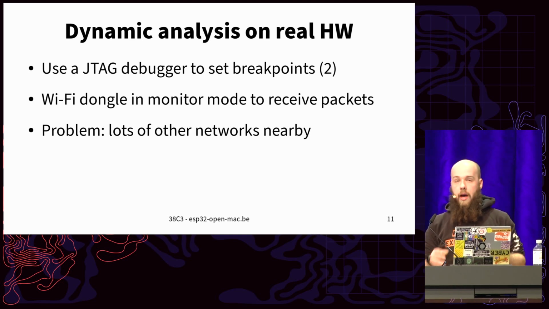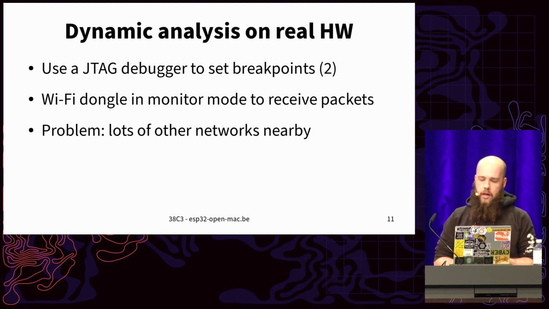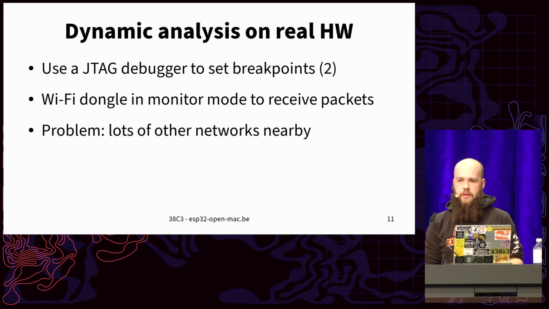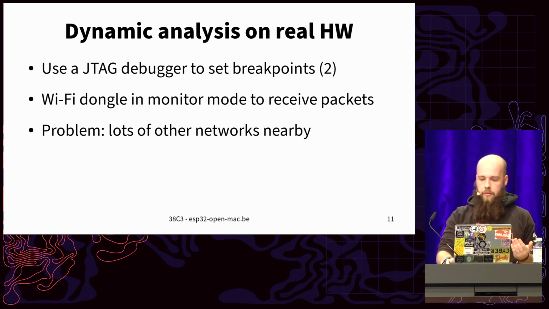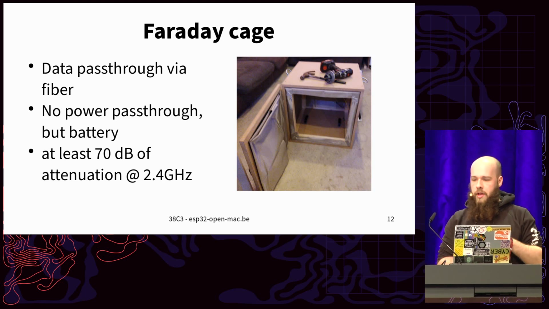And then we can use a Wi-Fi dongle in monitor mode to receive all packets in the area, even packets that are not destined for the Wi-Fi dongle. The problem with that, in a big city, is that there are a lot of other Wi-Fi devices nearby, so you receive all of those packets as well. And that's really annoying, because then you don't know if you maybe sent one packet on the ESP32, but there are tens of thousands of other packets. You don't know if your ESP32 sent something or not. And for this, I built a Faraday cage.